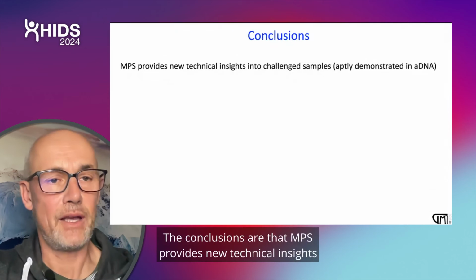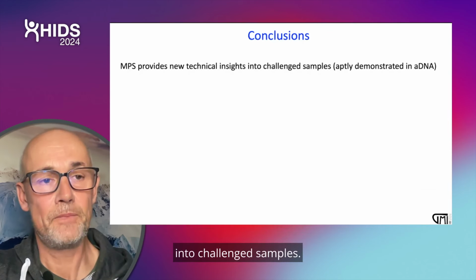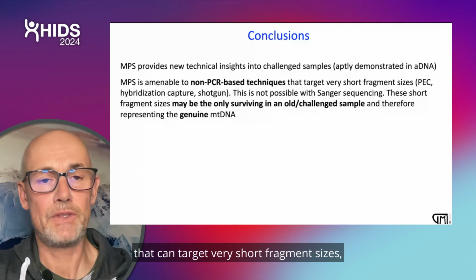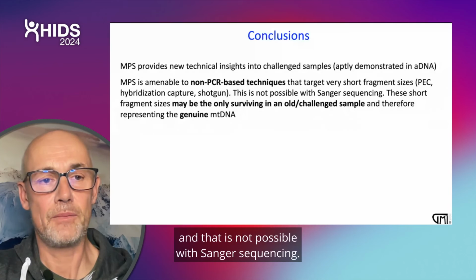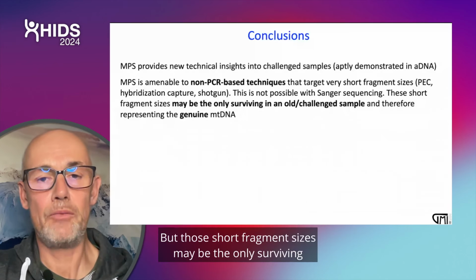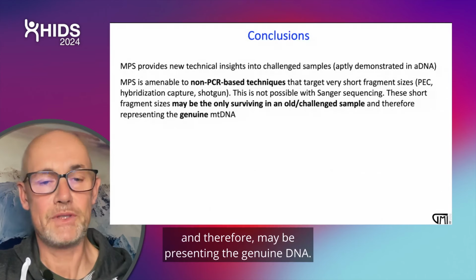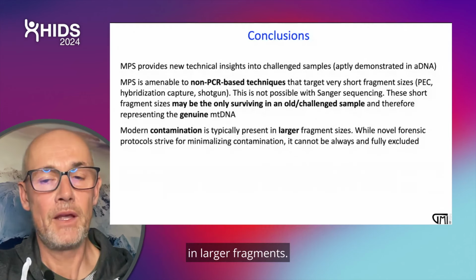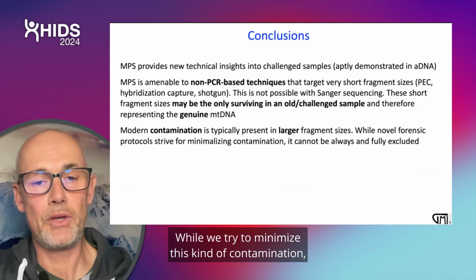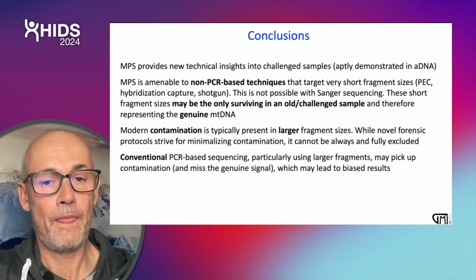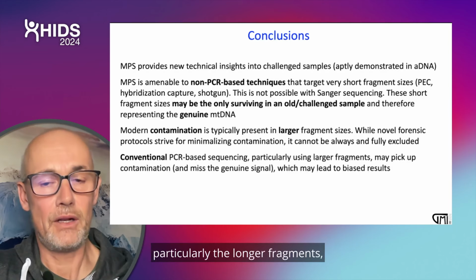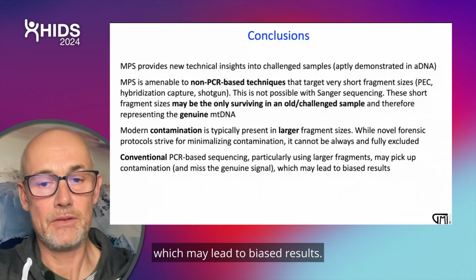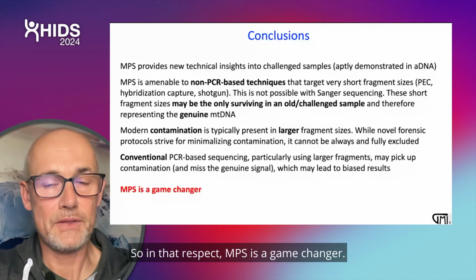The conclusions are that MPS provides new technical insights into challenged samples. It is amenable to non-PCR-based techniques that can target very short fragment sizes, and that is not possible with Sanger sequencing. But those short fragment sizes may be the only ones surviving in old and challenged samples, and therefore may be representing the genuine DNA. We know that modern contamination is typically present in larger fragments. While we try to minimize this kind of contamination, we never can fully exclude it. And the conventional PCR-based sequencing, particularly the longer fragments, may pick up contamination and miss the genuine signal, which may lead to biased results. So in that respect, MPS is a game changer.